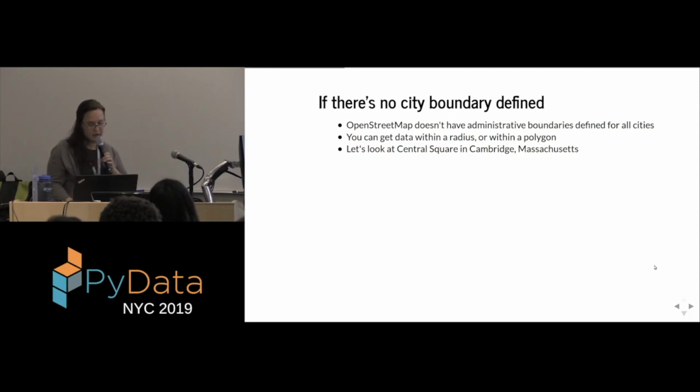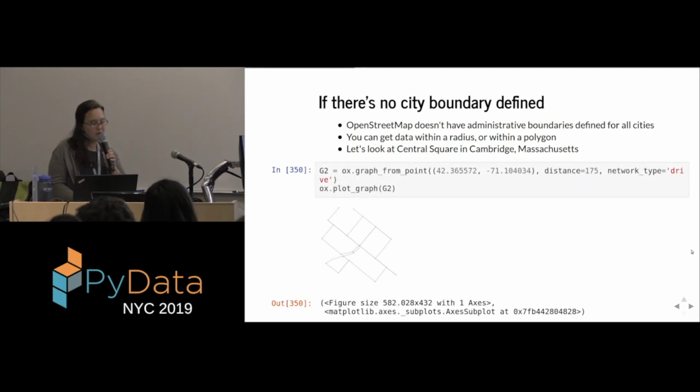And so we can, again, look at Central Square in Cambridge, and you can just graph from the point. So you've got the center of Central Square and a distance of 175 meters, and you can graph the road network here.